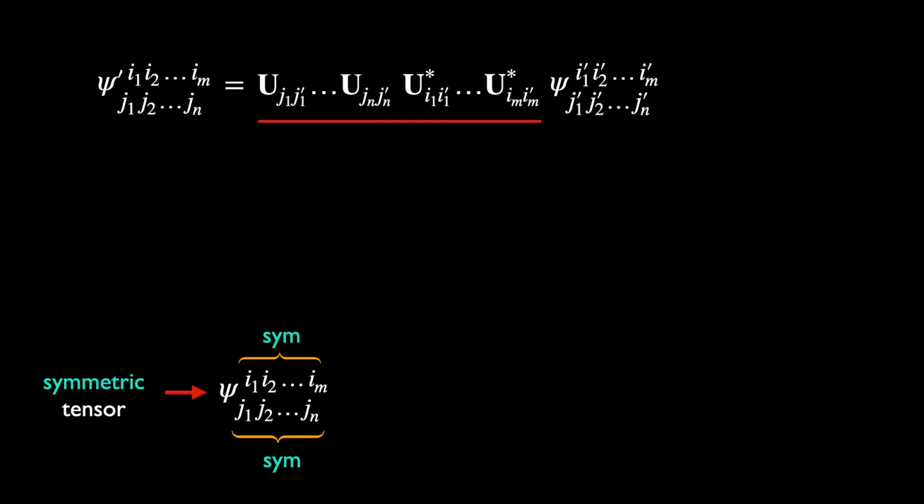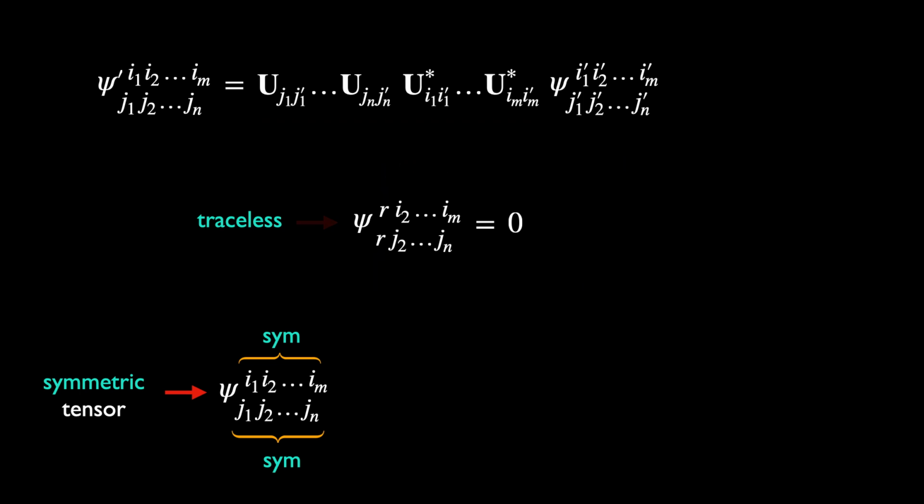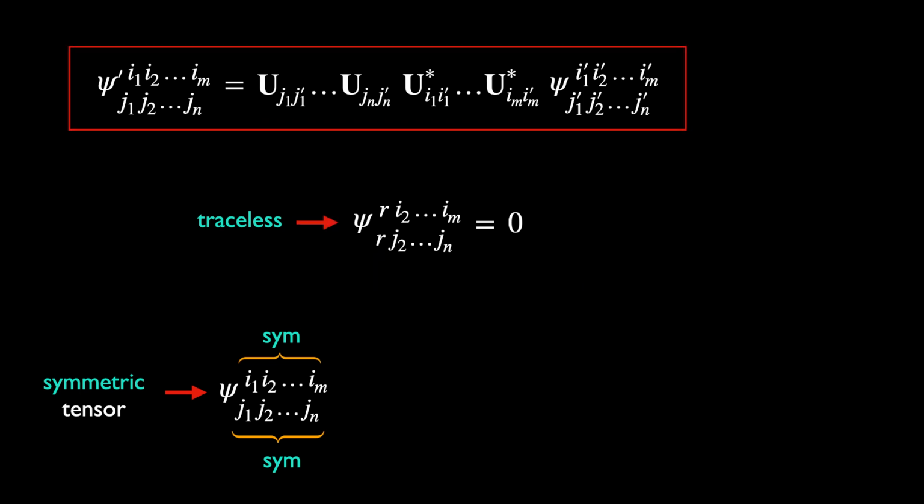Here's the second condition that these tensor coefficients have to satisfy. This is the traceless condition. Contracting any pair of upper and lower indices must give 0. And it doesn't matter which pair, due to the symmetry of the indices. This condition is also preserved by the transformation above. This is due to the unitarity of U. We can see this directly.